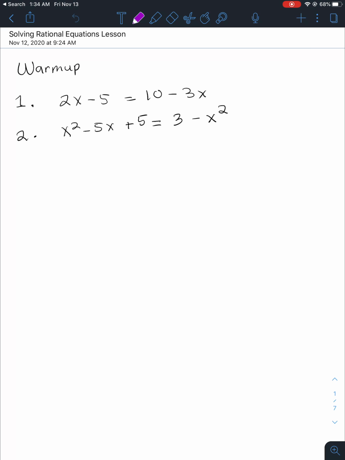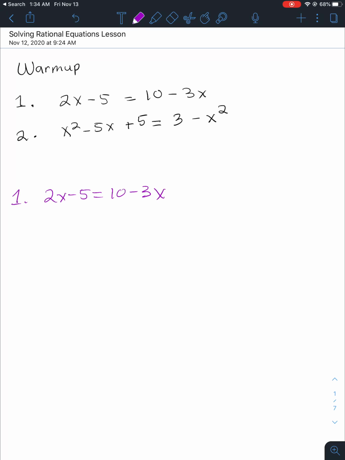Today we are going to solve rational equations, but before we do that, we need to make sure to practice just solving some general equations. So the first one is a linear set equal to a linear function, so we should expect one answer when we do this. So we're going to do number one, and that's 2x minus 5 equals 10 minus 3x.